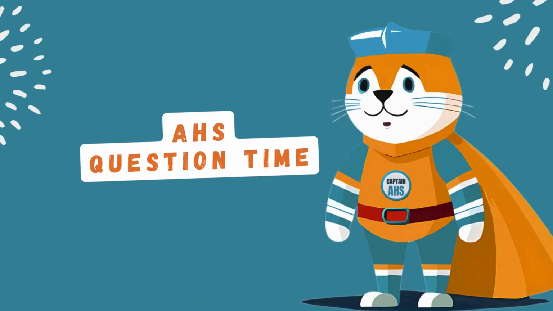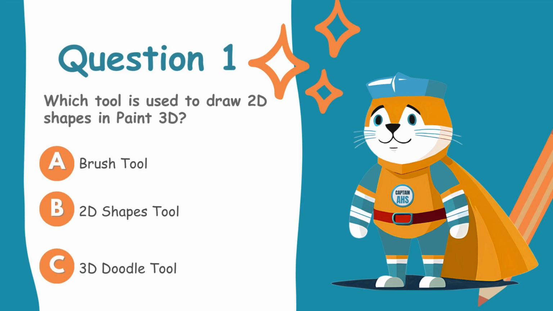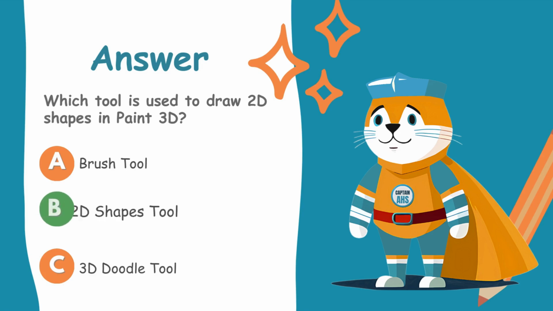It's time for the quiz. Which tool is used to draw 2D shapes in Paint 3D? Option A, brush tool. Option B, 2D shapes tool. Option C, 3D doodle tool. Option B, 2D shapes tool.